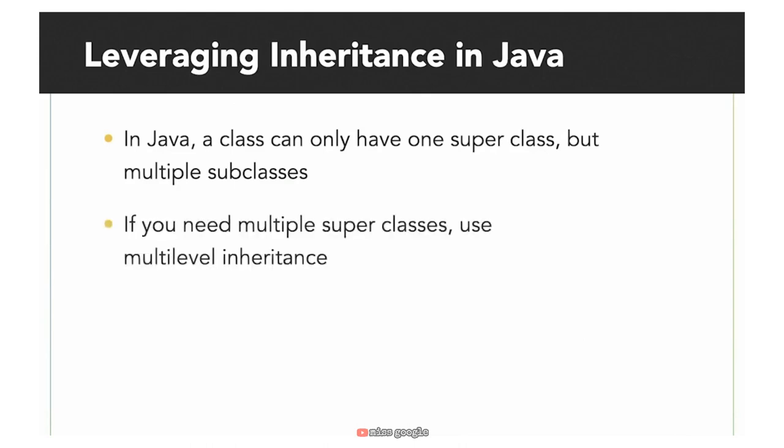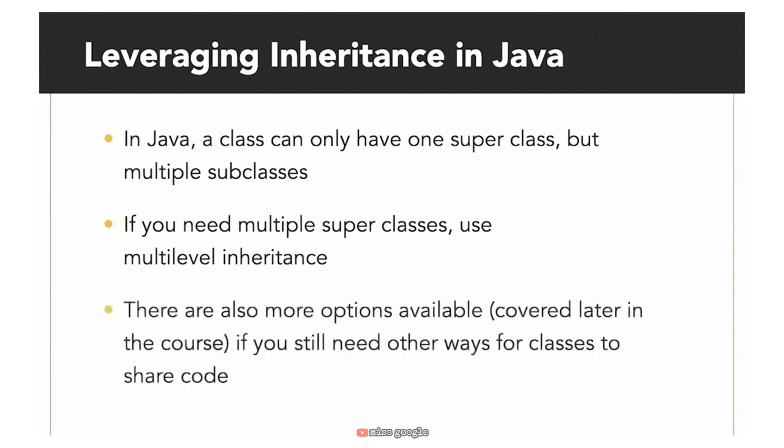If you want a class to have several superclasses, one option is what we've shown here with multi-level inheritance, where a given class inherits from multiple classes indirectly. Later on in the course, we'll also encounter interfaces and abstract classes, which are other ways classes can share code. However, understanding the different forms of inheritance available to you in Java can help you design better systems that reduce code for your use case.